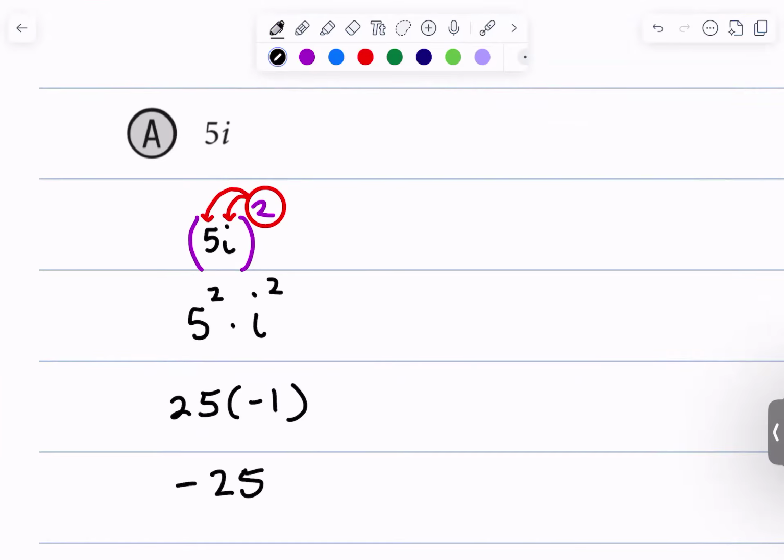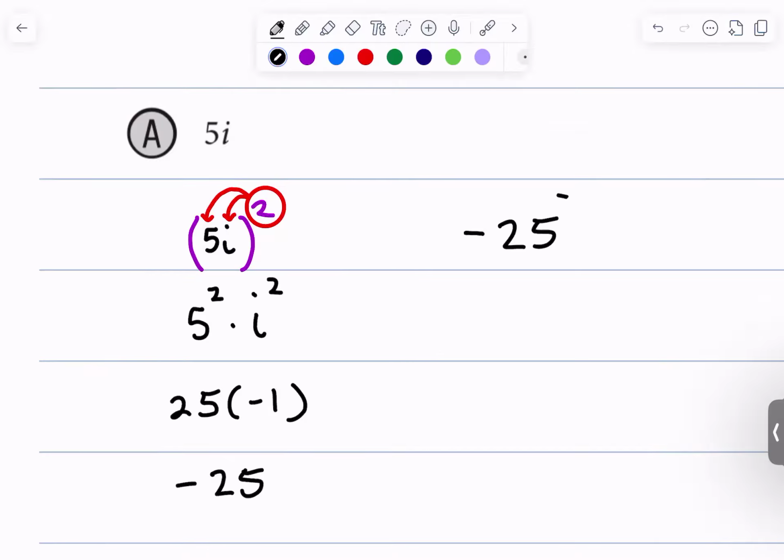Okay? And just to kind of highlight how we get 5i when we square root negative 25, since i squared is negative 1, 5i, what if I wanted to cancel out what I just did? What do I have to do to negative 25?